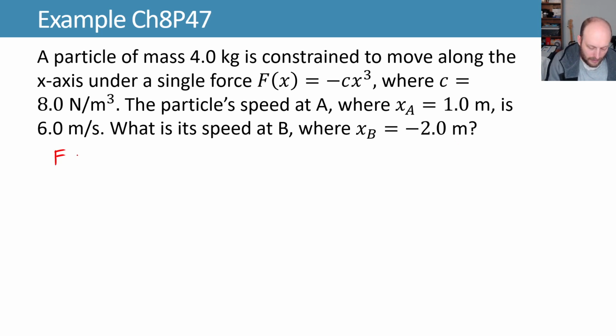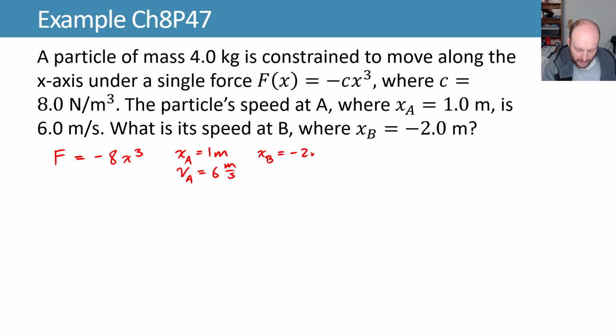I'll start off by restating this. My force is equal to -8x cubed. This is interesting. We can deal with this, actually. I'm going to write down a bunch of other stuff I know. XA from the problem statement was 1 meter. VA that goes along with that was 6 meters per second. We also had XB of -2 meters. And we had VB, which is what we're trying to find. What else do we have? Mass, 4 kilograms. Those are all the things we know.